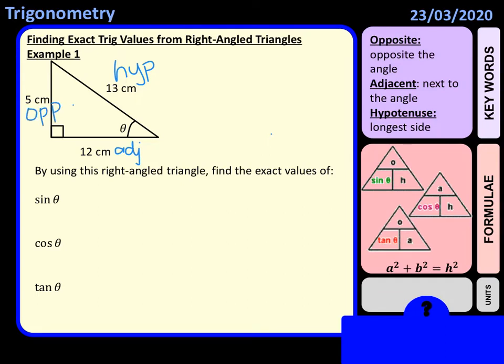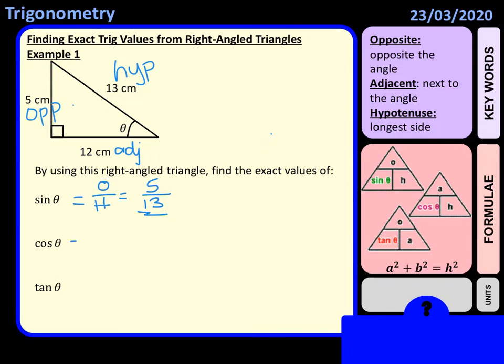So if it asks us to find an exact value of sine theta, if we go over to our formula triangles, sine theta is opposite over hypotenuse. So if we just look at our diagram, sine theta is opposite over hypotenuse, which in this case is 5 over 13. And that's the final answer.